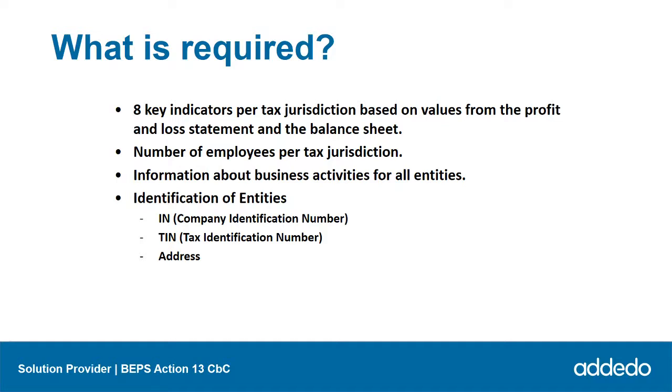You also have to report the number of employees per tax jurisdiction and information about business activities for all entities. You also have to report some identification about the entities, like tax identification numbers, some kind of company identification number or address. It depends on the tax jurisdiction where the company is in.